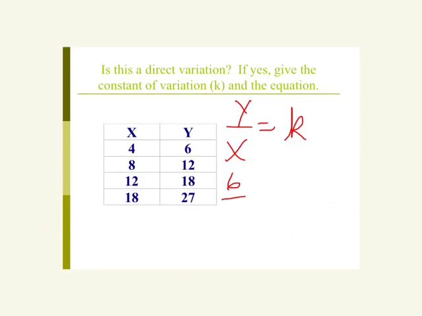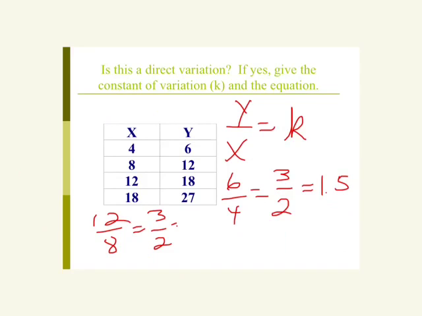So I take 6 divided by 4. Those both reduce by 2, which is 3/2, or I could divide that out and get 1.5. Here, 12 divided by 8 is also 3/2, or 1.5. 18 divided by 12, both divide by 6, that's 3/2, which again would be 1.5.